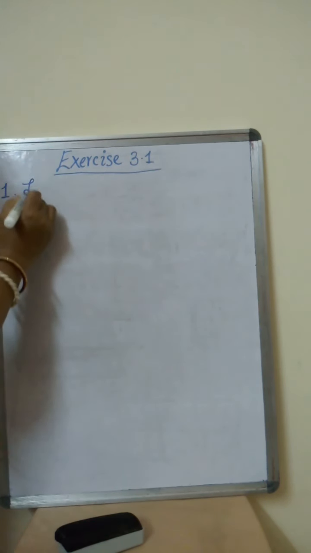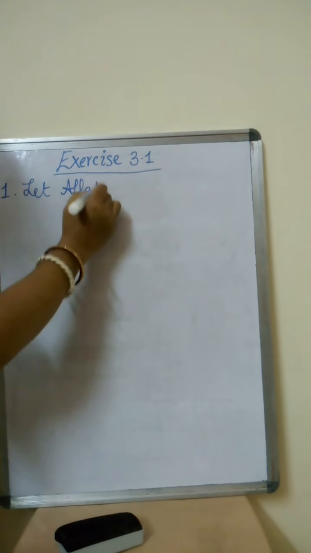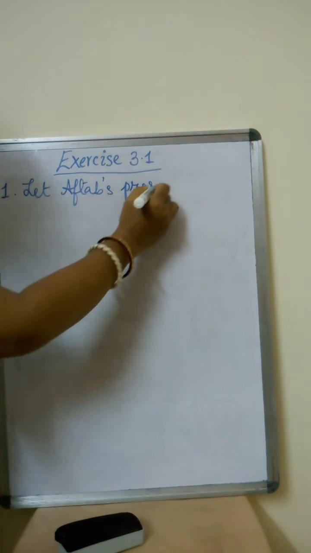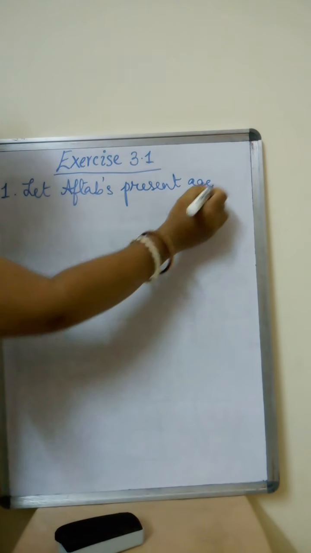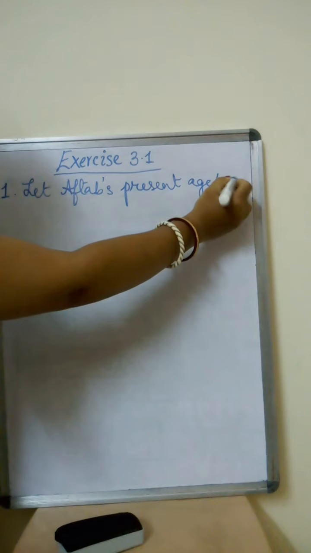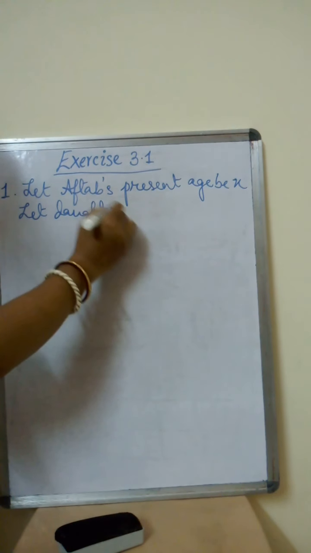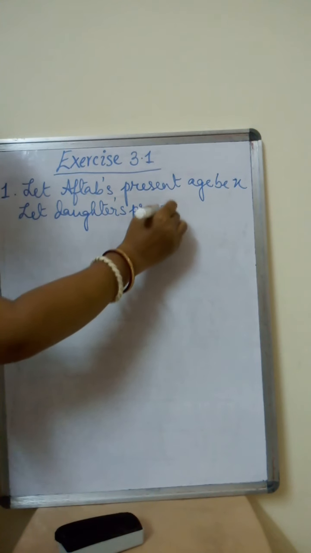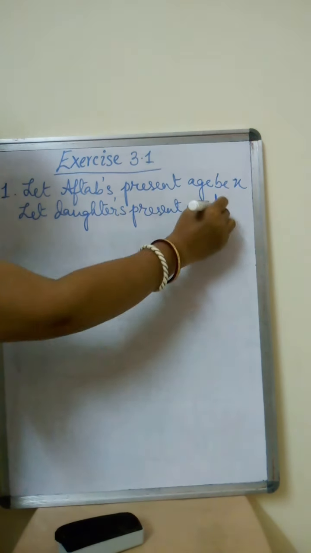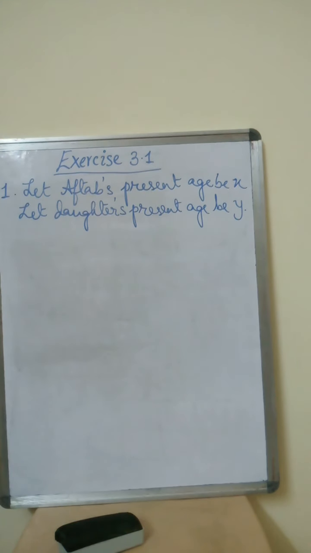So first we will solve it algebraically. As it is given, there are two people here: Aftab and his daughter. So we assume, let Aftab's present age be X. And if I take Aftab's present age to be X, then I let the daughter's present age be Y.